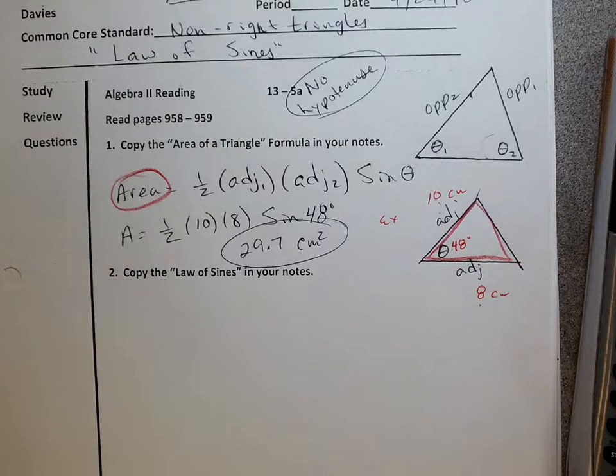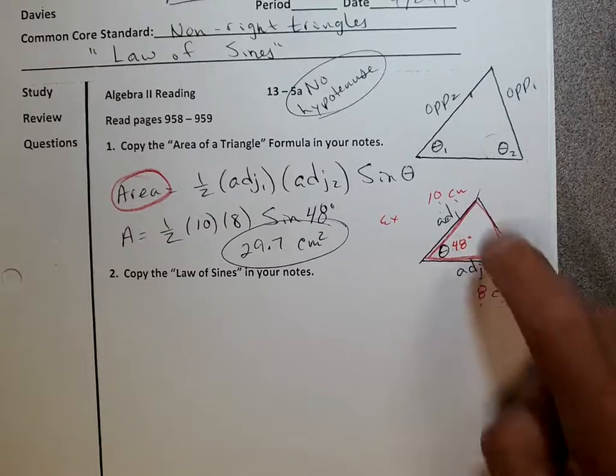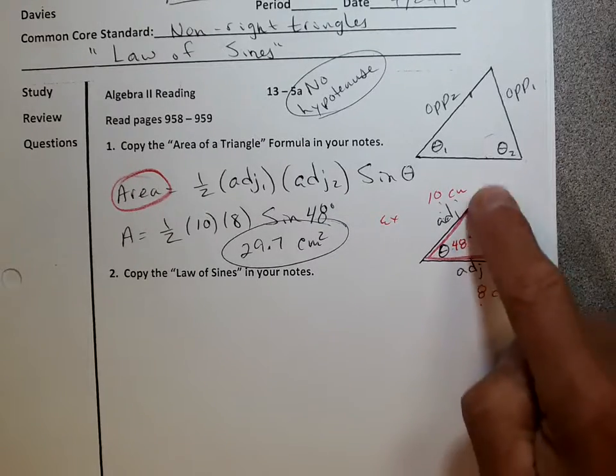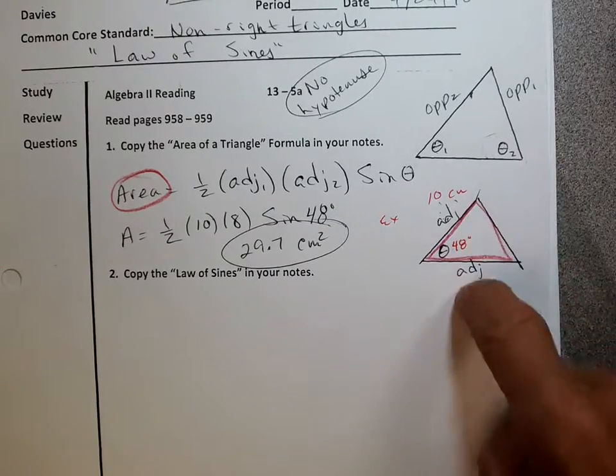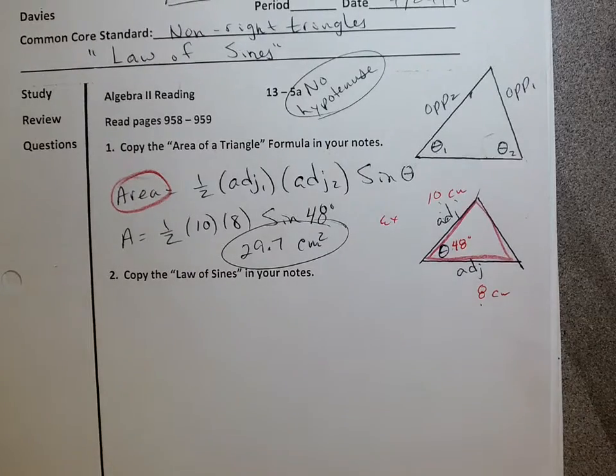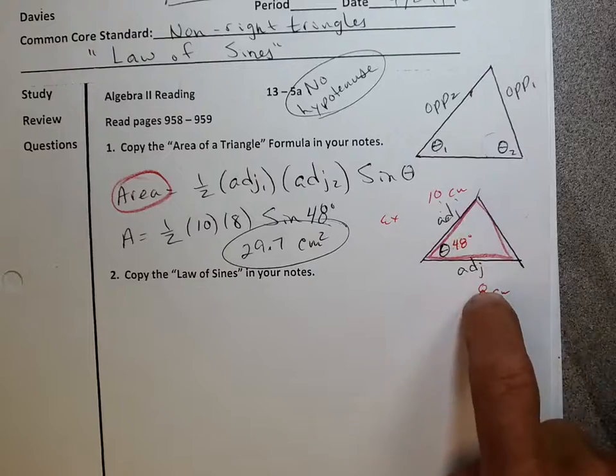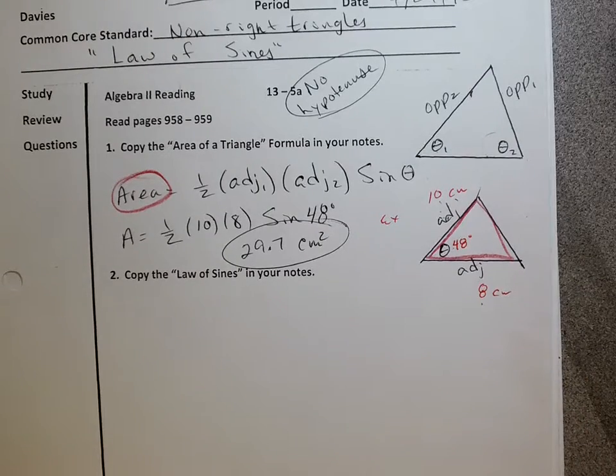It's kind of cool because you now have a formula where you don't need to know the height. Normally it's 1/2 base times height, but you don't know the height of this triangle, and you don't need it. If you have the angle and the two sides next to it, it's just 1/2 that times the sine of 48. Thumbs up? Does that seem pretty easy?